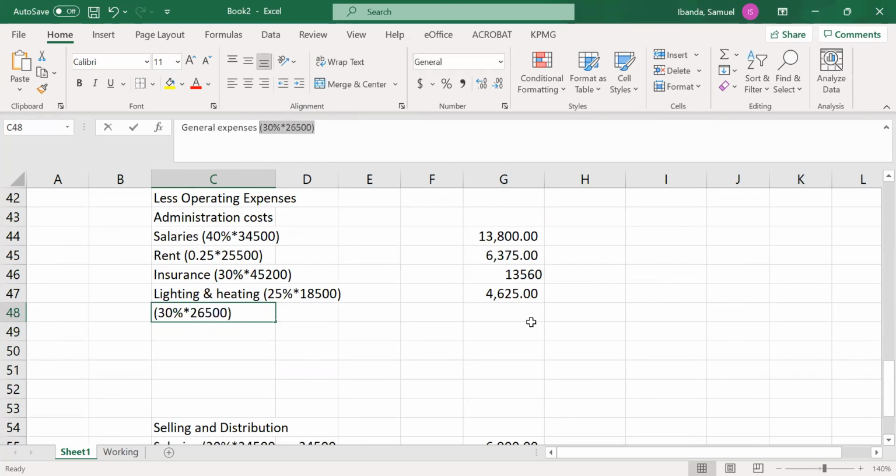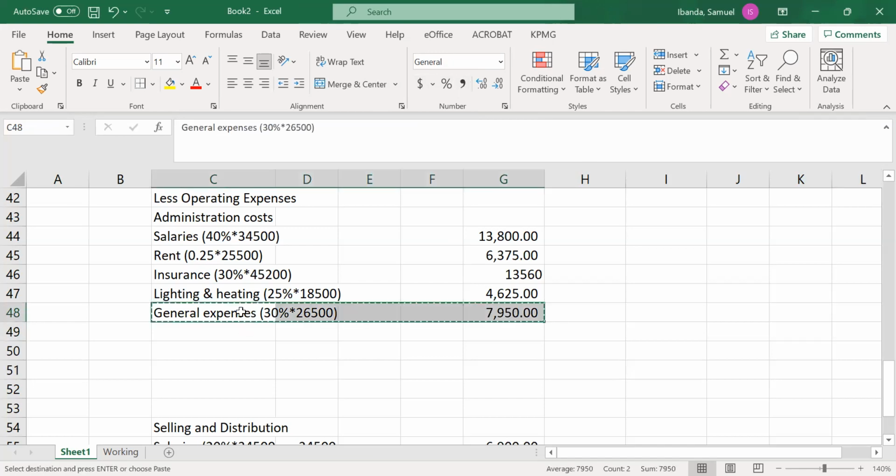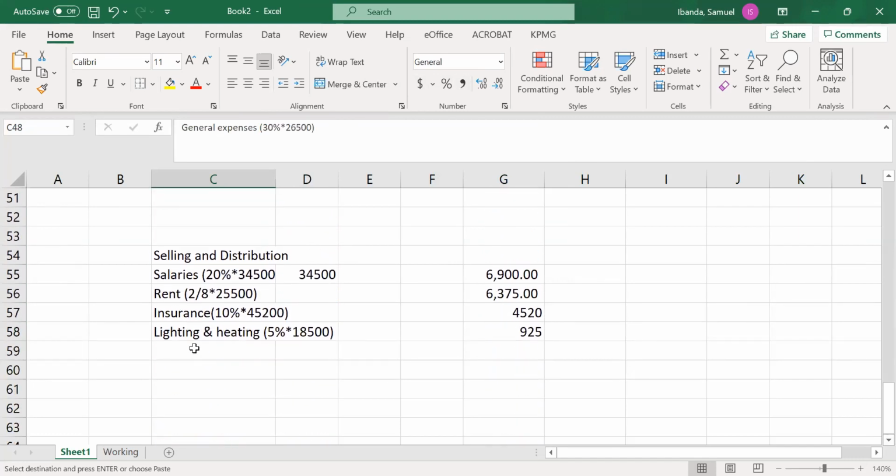Assuming that is the value. Okay. This gives me 7,950. I'll just pick this general expenses and put it down here.